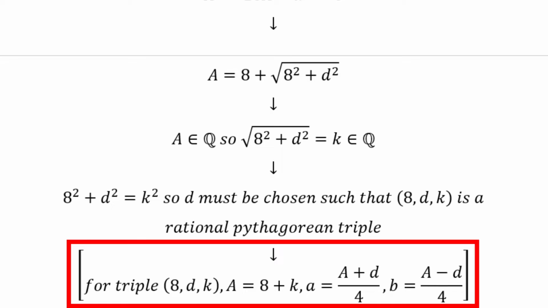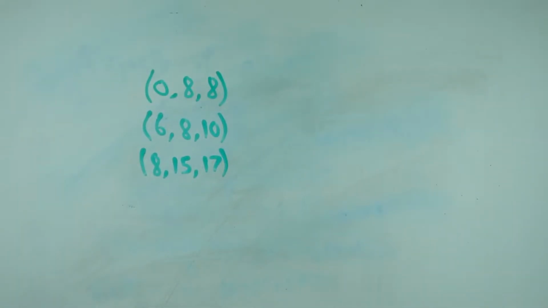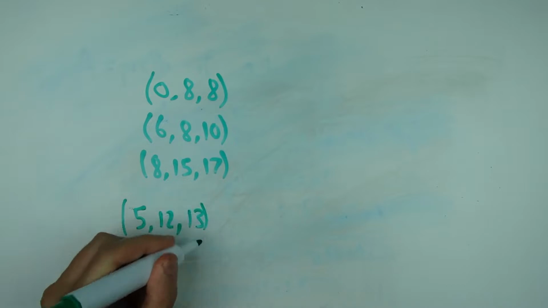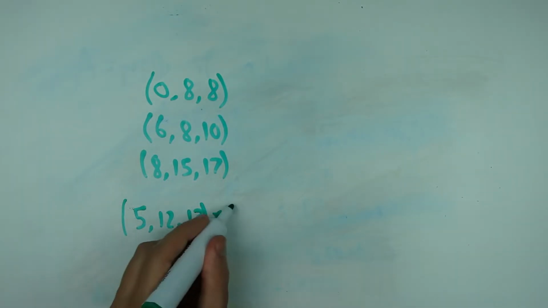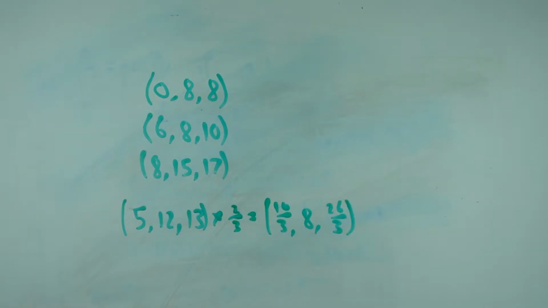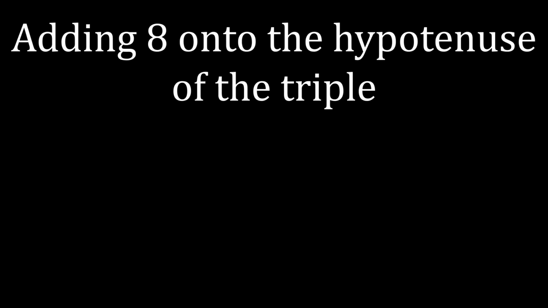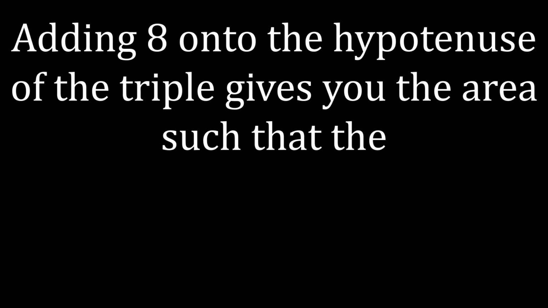So let's find some triples then. 0, 8, 8, 6, 8, 10 and 8, 15, 17 are the only whole number Pythagorean triples with 8 in them, but if you take any other triple and multiply all the terms by a rational number such that one of the terms is then 8, then you immediately see that there are countless Pythagorean triples of rational numbers where one of them is 8. Adding 8 onto the hypotenuse of a triple gives you the area such that the side lengths are rational.